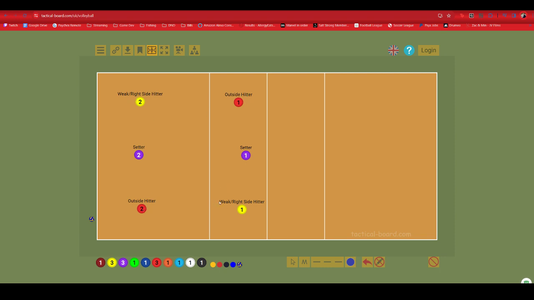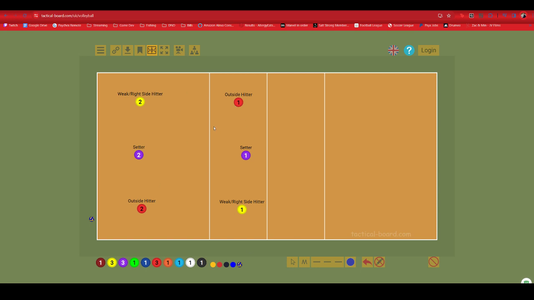The reason for this is that every time a point switches, we have to rotate in a big circle like this. So that means outside hitter would move down, setter would move out. And because of this, when this setter leaves, this setter is going to come in. When this weak side hitter comes out, this one's coming in. So you always have a setter, a weak side, and an outside hitter at any given moment on the front line. And that's super important.